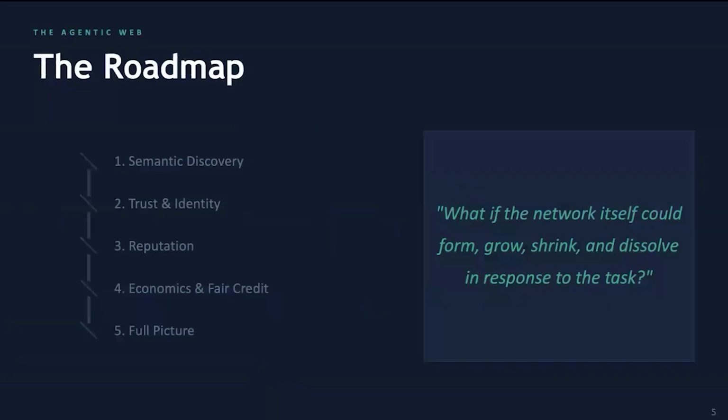So the question we're built around is, what if instead of hard coding agent pipelines, we had a system where the network itself could self-organize at runtime, where agents that have never met before could discover each other, verify each other's identities and credentials, negotiate terms, form temporary coalitions, execute collaboratively, and then dissolve all of that when the job is done. That's the agentic web, right? And it requires us to solve problems that cut across distributed systems, mechanism design, cryptographic identity, semantic search, cooperative game theory. It's a very challenging and exciting space.